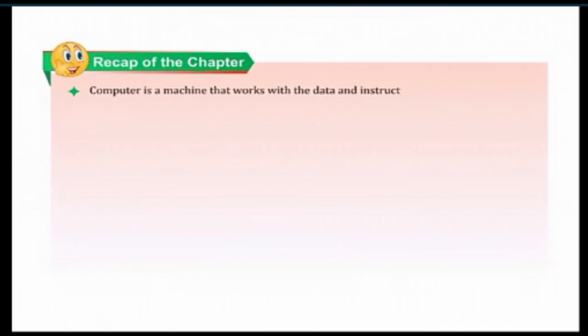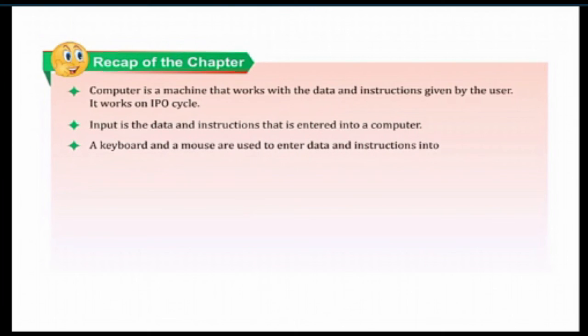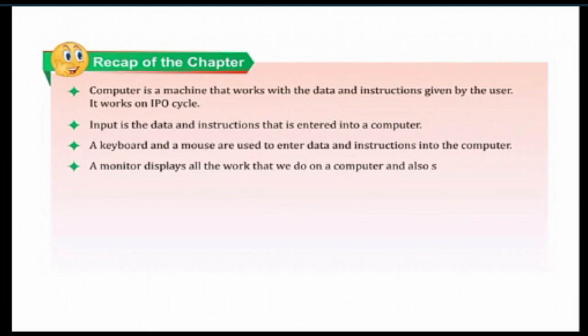Let us quickly go through the recap of this chapter. Computer is a machine that works with the data and instruction given by the user. It works on IPO cycle. Input is the data and instruction that is entered into a computer. A keyboard and a mouse are used to enter data and instruction into the computer. A monitor displays all the work that we do on a computer and also shows the output.